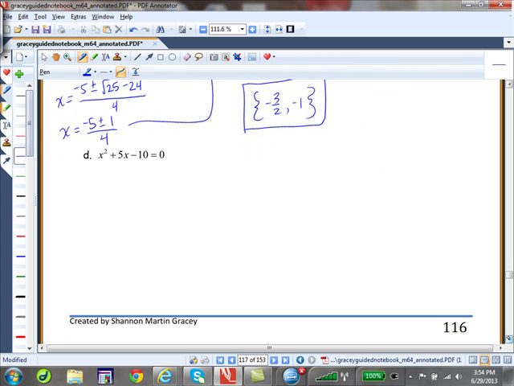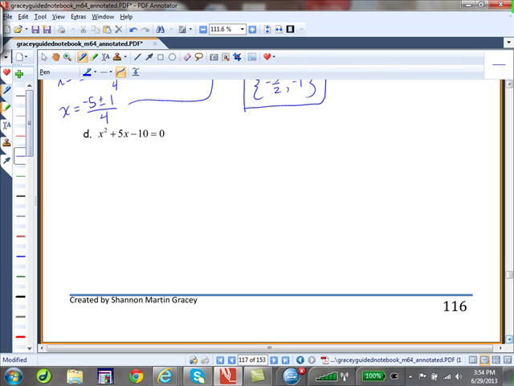Okay, so part D. Yay! It's already in standard form. So what is my a? Good, my a is 1. My b again is 5, and my c is negative 10. Don't forget the sign with it. So this was c, this was b, oops, and this was our a. You can actually write a 1 there. There's an implied 1.